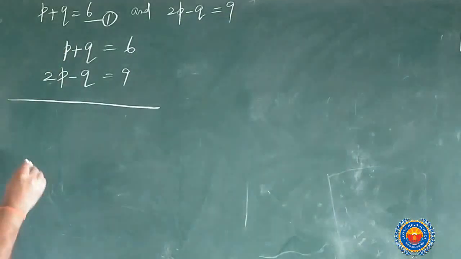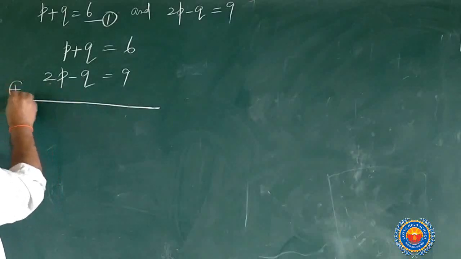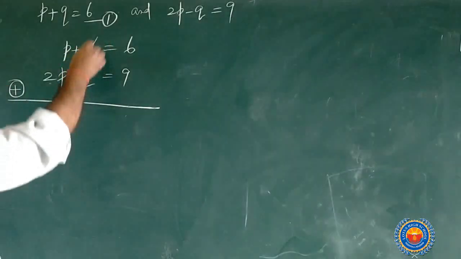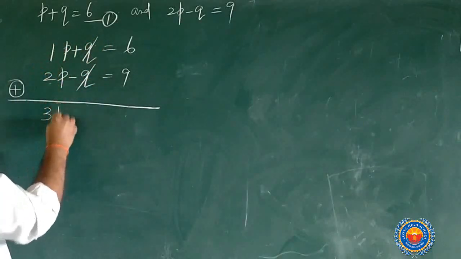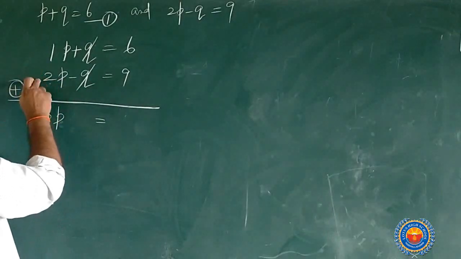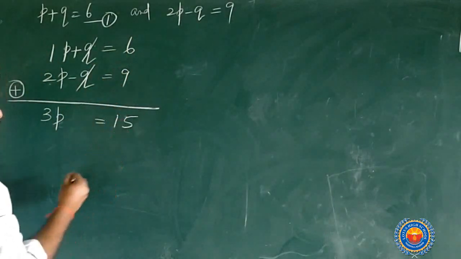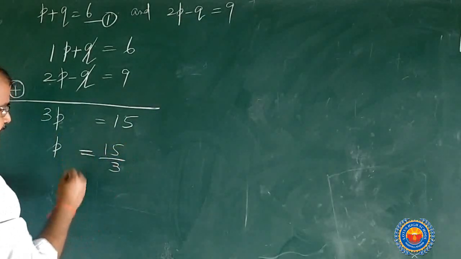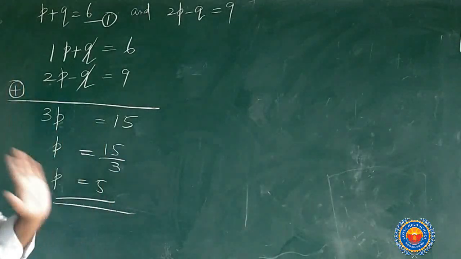Now I want to eliminate q. That's why I am doing addition. If I am doing addition, plus q and minus q will be 0. So this is 1p plus 2p is equal to 3p. Anyhow plus only, no need to convert. This is plus symbol only. 6 plus 9 is equal to 15. P is equal to 15 by 3. P is equal to 5. This is p value.